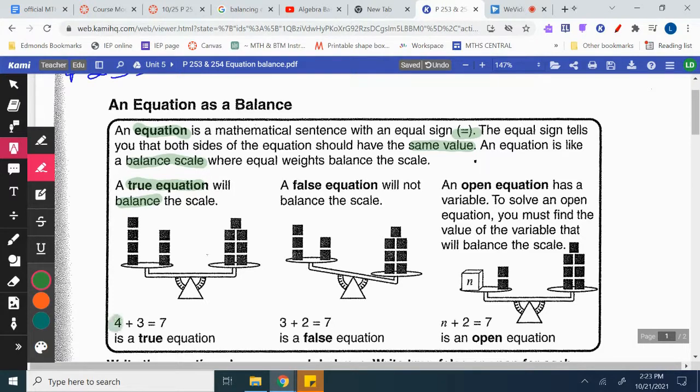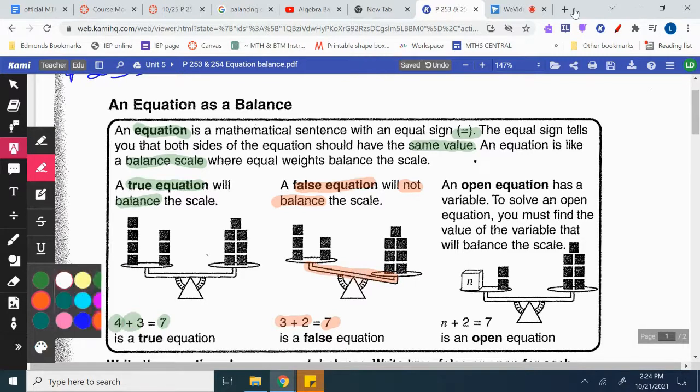So if I see 4 plus 3, it looks different than 7, but they're still equal. I still have 7 blocks. A false equation means it's not balanced. So 3 plus 2 does not equal 7, and we can see that it is not balanced. They are not the same.